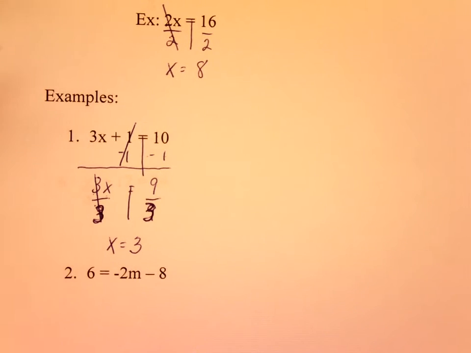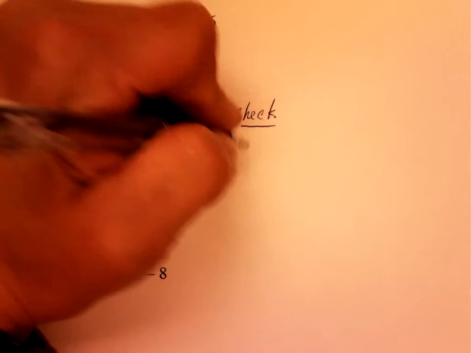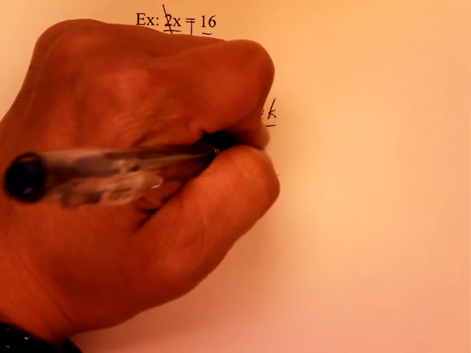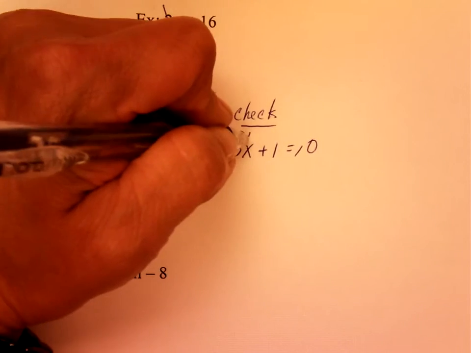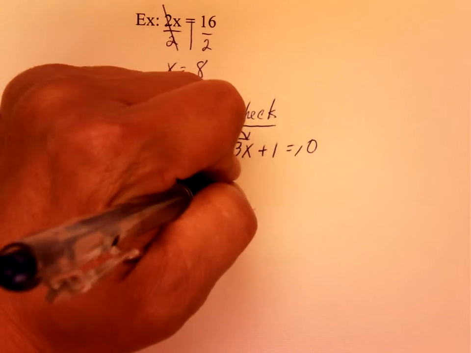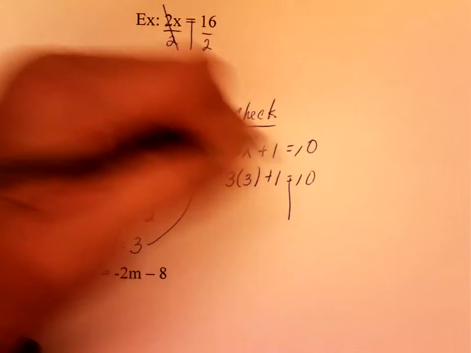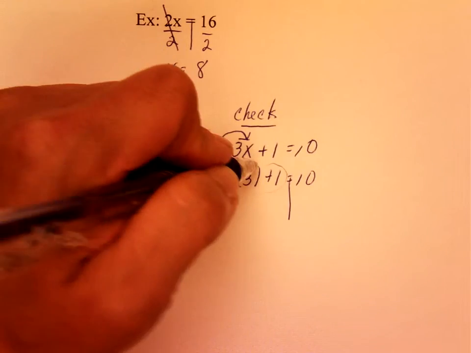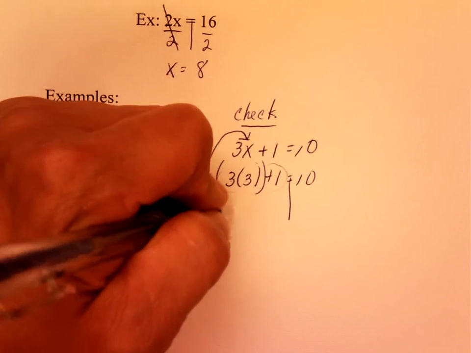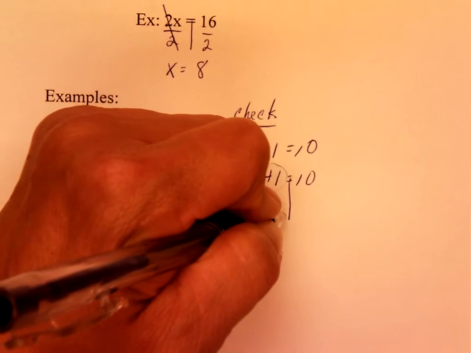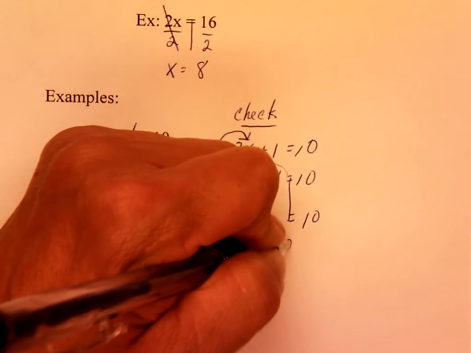Now to do your check, remember you rewrite the original problem. So you have 3x plus 1 is equal to 10. Replace your x with 3, so it's 3 times 3 plus 1 is equal to 10. You have to solve this side first. Order of operations tells us that we have to multiply. So 3 times 3 is 9 plus 1, and that equals 10. And 10 is equal to 10, and that checks out.